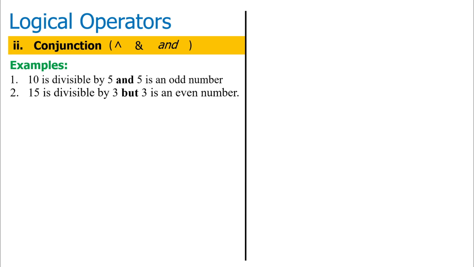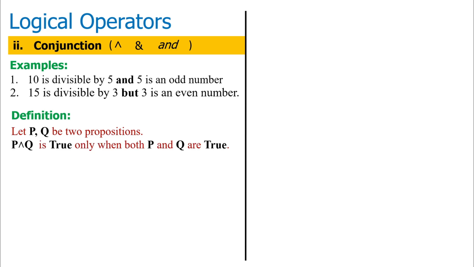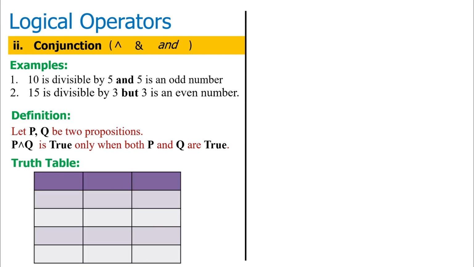Now let's try to understand the definition of conjunction operator. Let P, Q be two propositions. P conjunction Q is true only when both P and Q are true. Let us understand this with the help of a truth table. P, Q, P conjunction Q. If P is true, Q is true, then P conjunction Q is true.